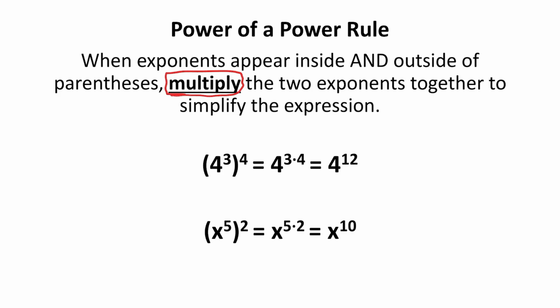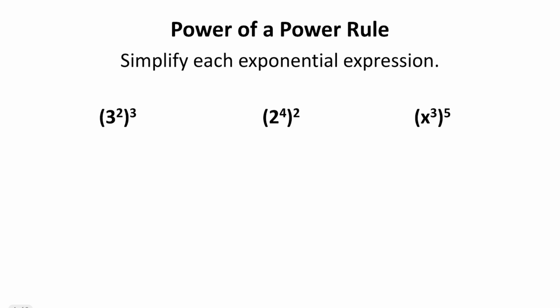So if we have 4 to the third power, and then we're taking that to the fourth power, you get 4, and then your exponent is 3 times 4, so you get 4 to the 12. Same thing down here, x to the 5th, and you take that to the second power. You multiply those exponents, 5 times 2 is 10, so x to the 10th. So let's see what this looks like. 3 to the second to the third is 3 to the 2 times 3. So you get 3 to the 6.